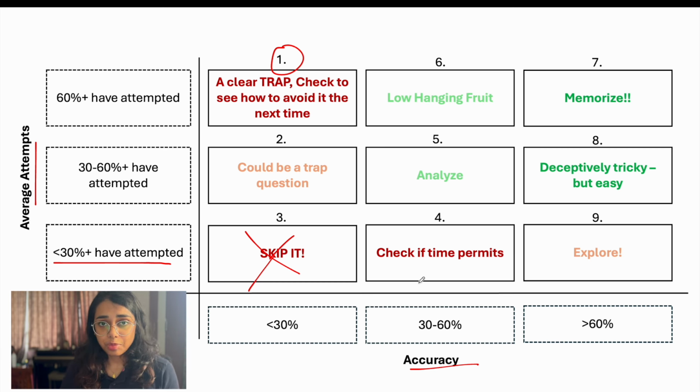Now, if less than 30% of people have attempted it, but between 30 to 60% of people have gotten it right, maybe it's a trick question, but it is not impossible. If you have a certain amount of prowess in that area, you might be able to crack it.